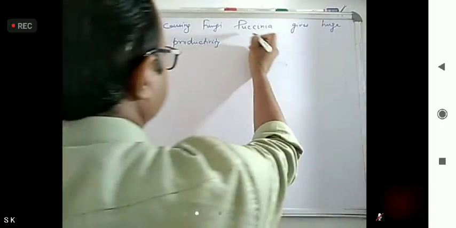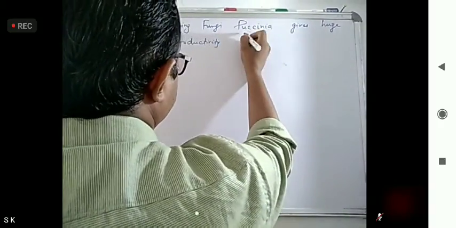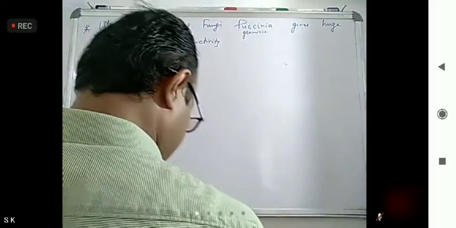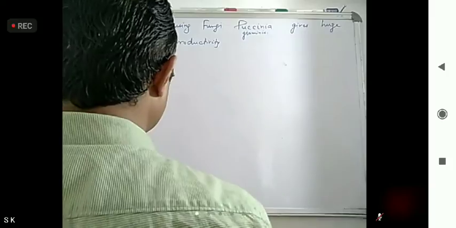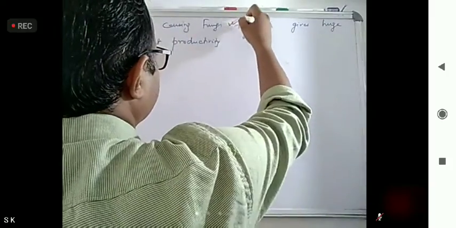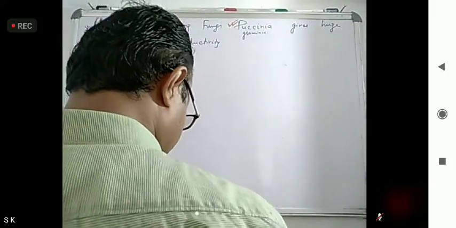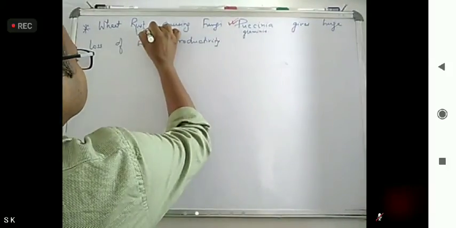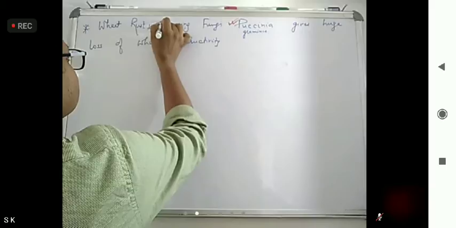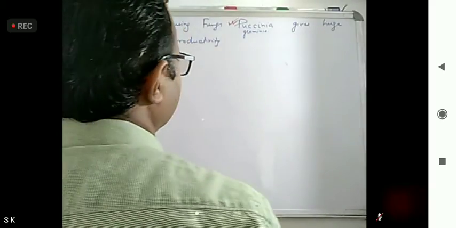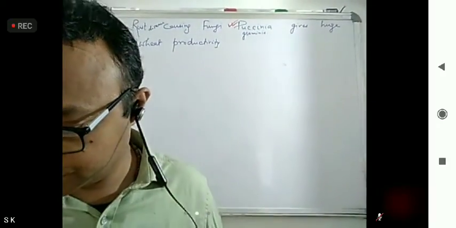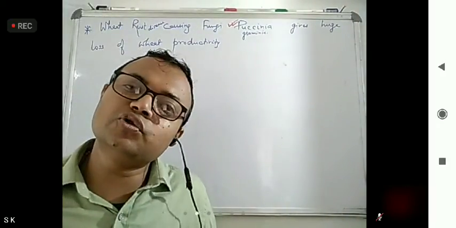Now, sometimes questions are asked on Puccinia graminis. So you have to remember that Puccinia graminis fungus causes wheat rust disease. Okay, wheat rust disease causing fungus, which one is that? Puccinia graminis.